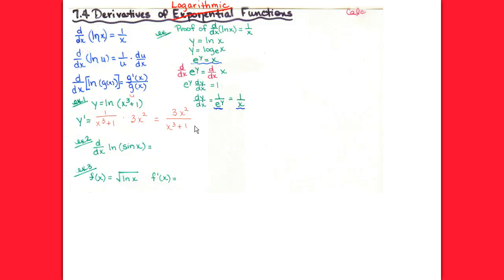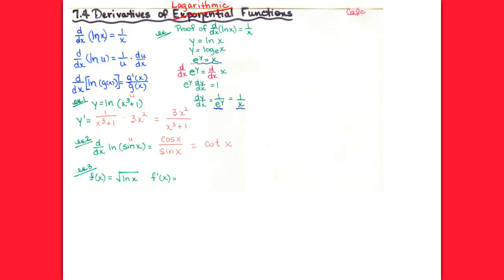So let's try that shortcut. What's going to be in the denominator? Sine x. What's going to be in the numerator? Its derivative, cosine x, right. So that would be our derivative. Now we could simplify that a little bit because cosine over sine is cotangent. Yeah, so we could simplify that down.